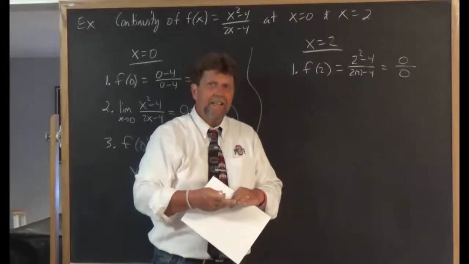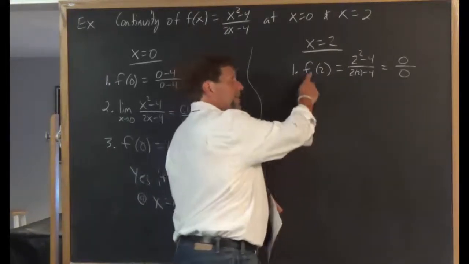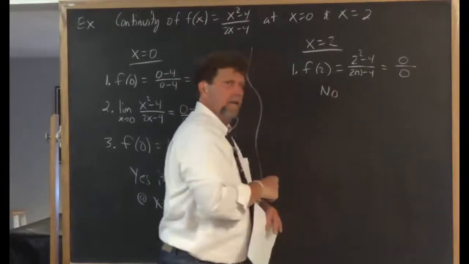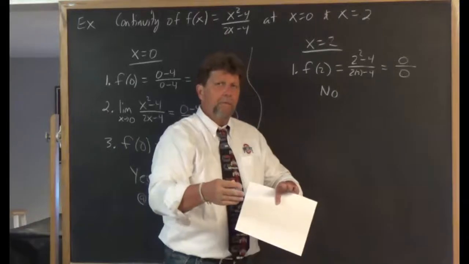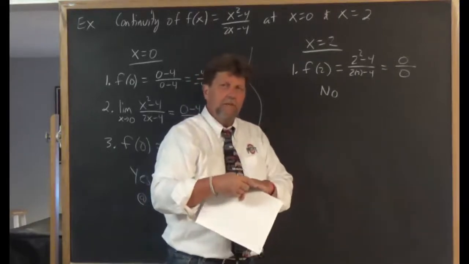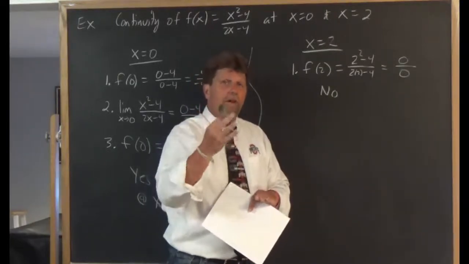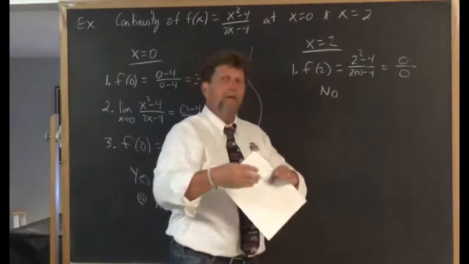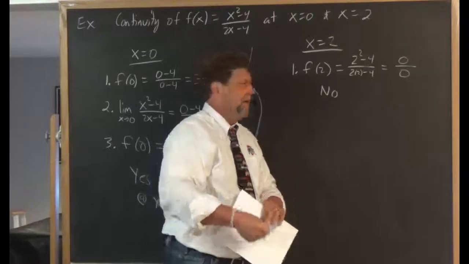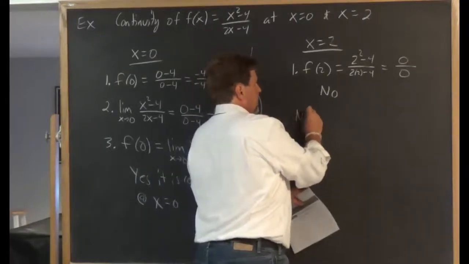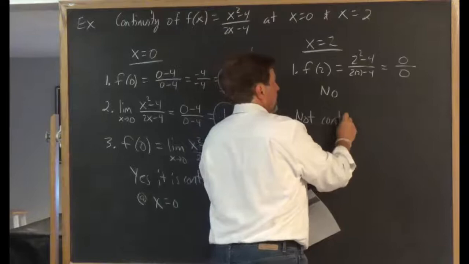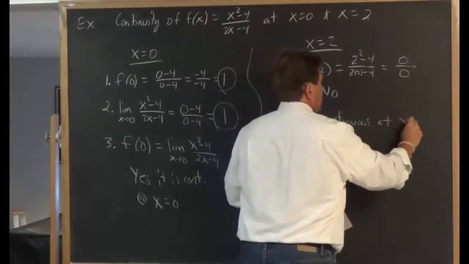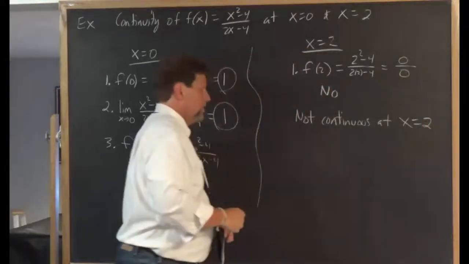Is f of 2 defined? No, it's not. It's indeterminate. So f of 2 is not defined, and we don't have to go any further. Remember, in order to be continuous at a value of x, all three things must be true. This one is not true. F of 2 is not defined. So this function is not continuous at x equals 2.